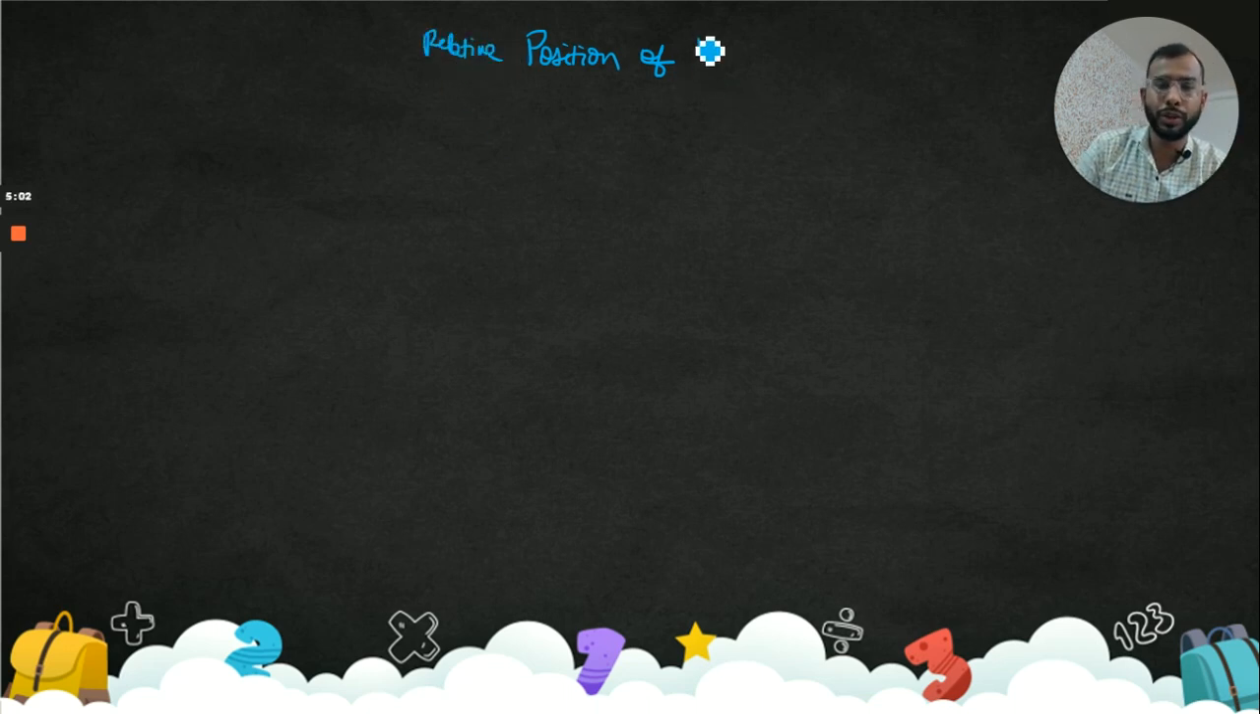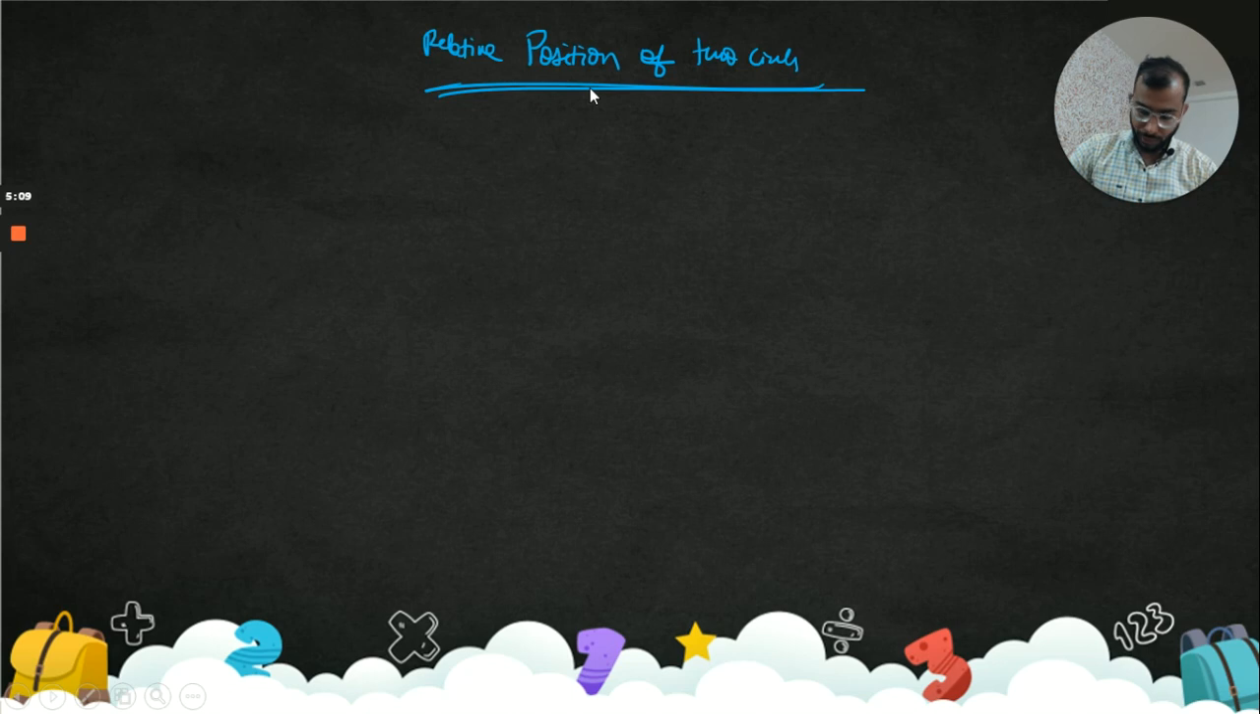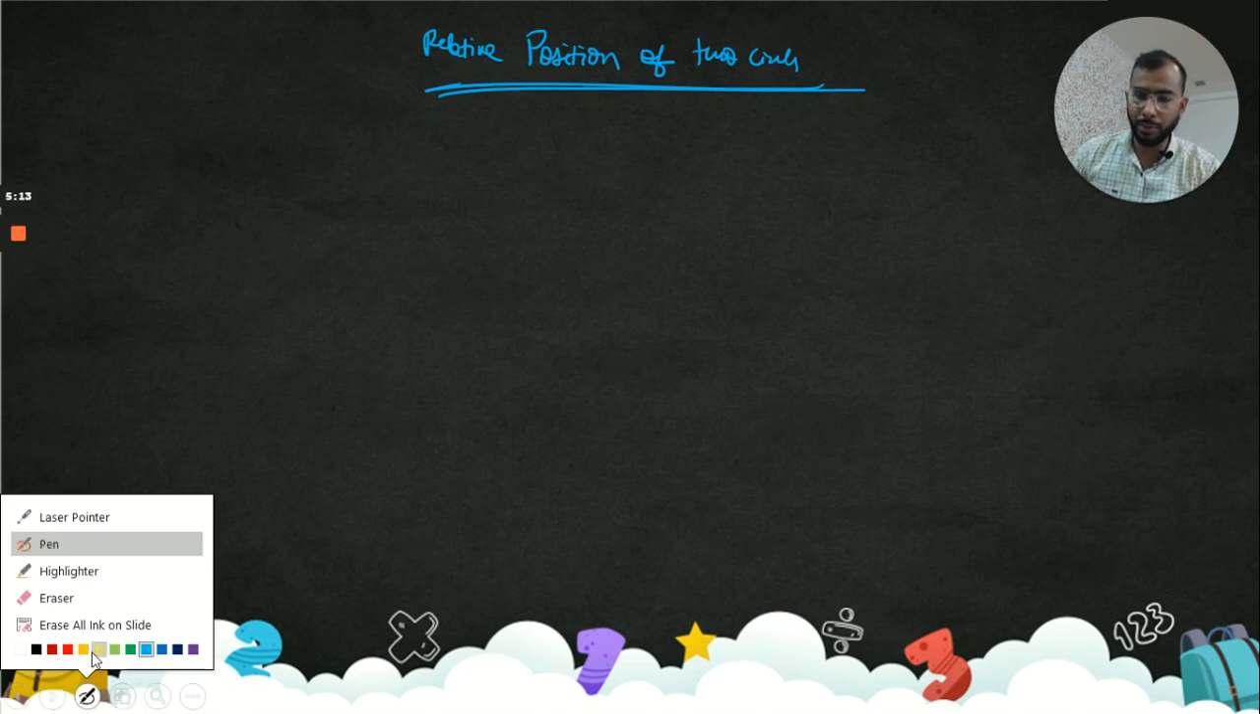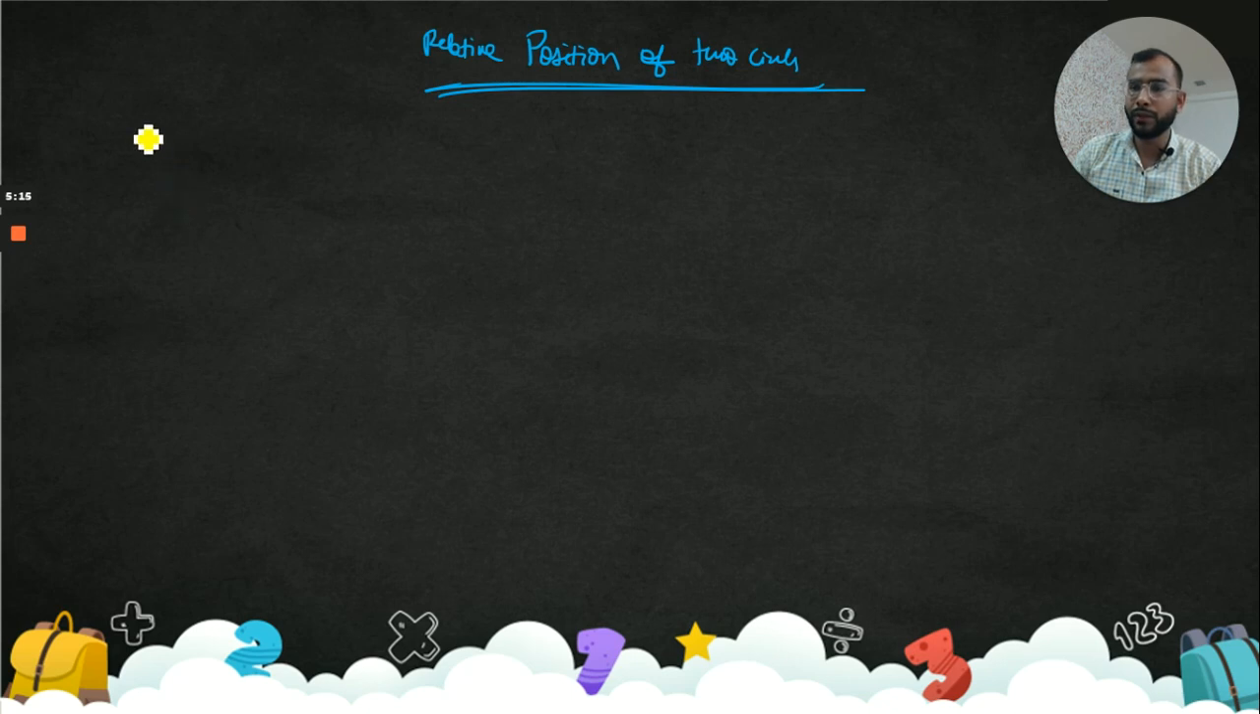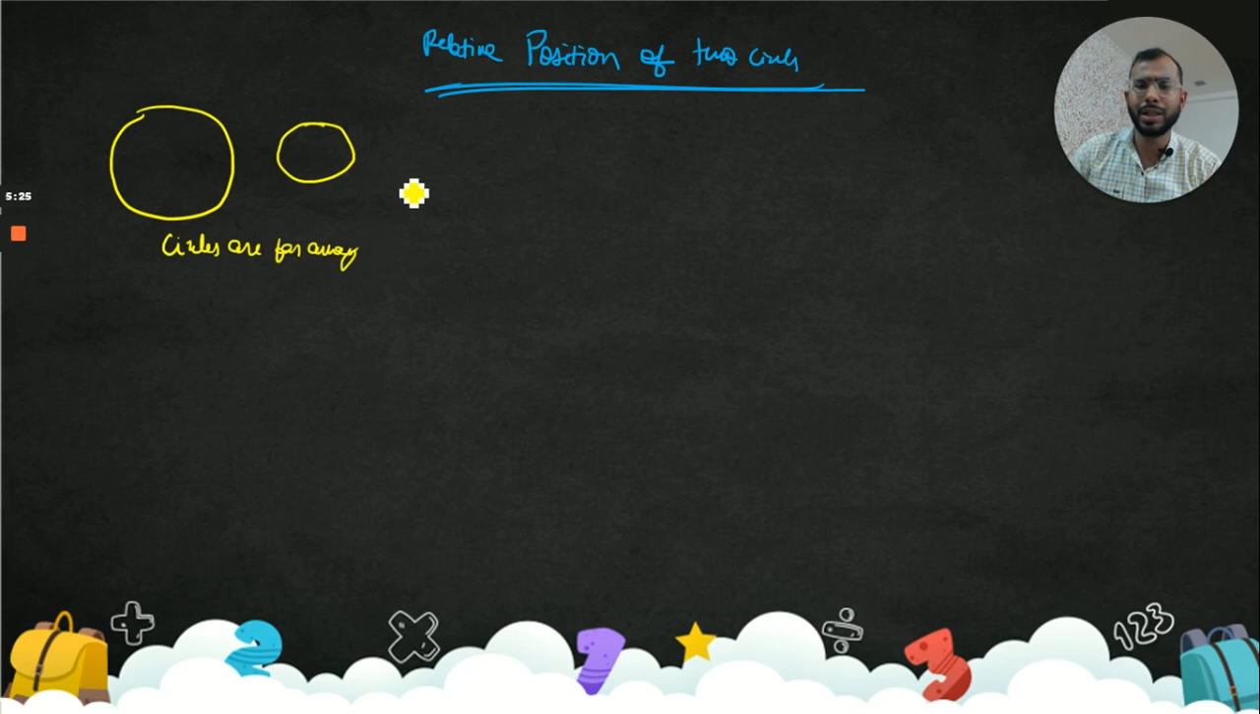Relative position of two circles, right? Okay, now let's quickly draw this. So what are the cases possible when we talk about two circles? First case, this is one circle, this is another circle of different radius. Circles are far away, circles are not touching each other, nothing special in this case.